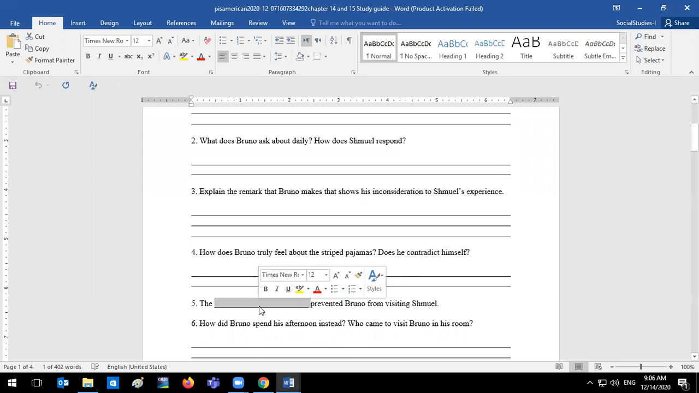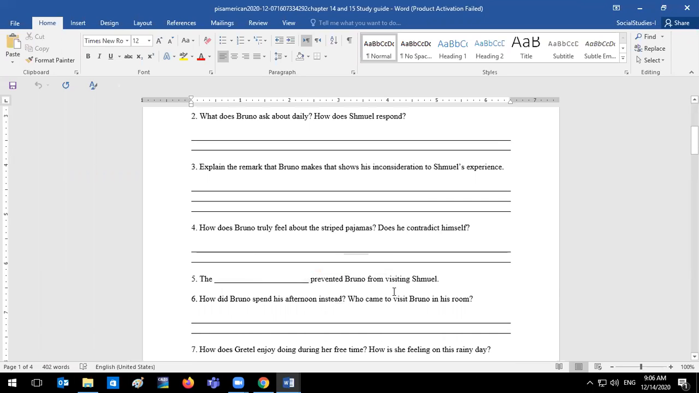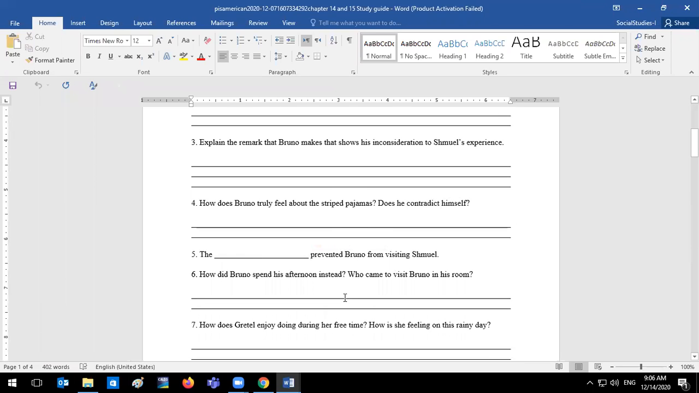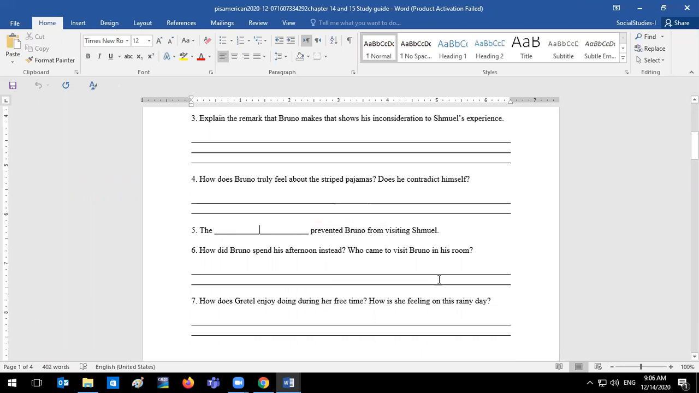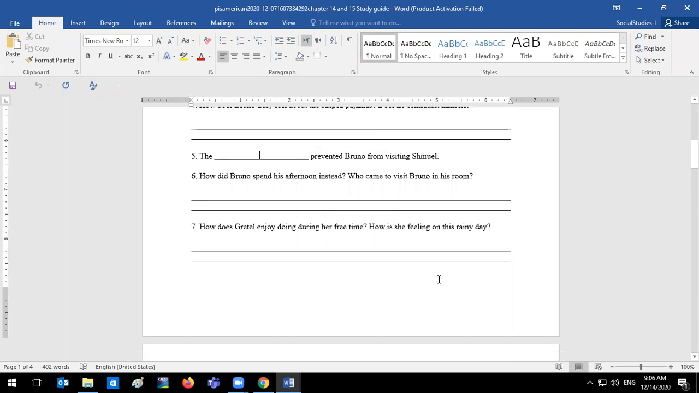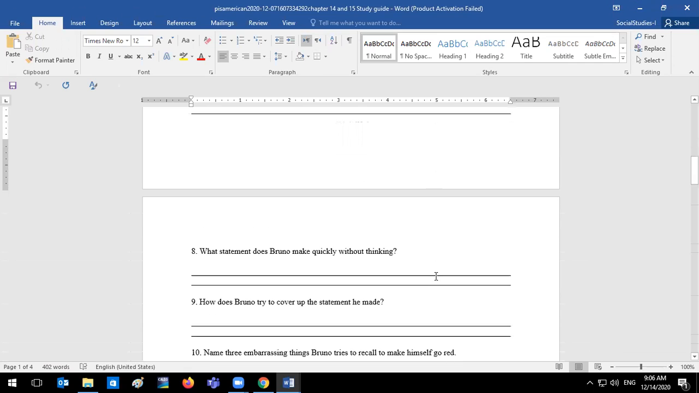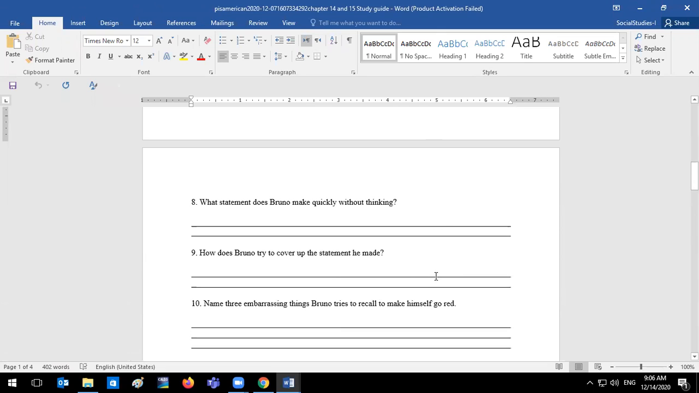The rain, of course, here the rain is what prevented Bruno from visiting Shmuel. What did Bruno do instead of visiting Shmuel? He stays in his room and he reads a novel. And who comes to visit him? Gretel, his sister, pays him a visit. Gretel enjoys rearranging her dolls during her free time. So this is what she does. But on this specific day, she felt very bored and she decided to come and have a talk with Bruno.